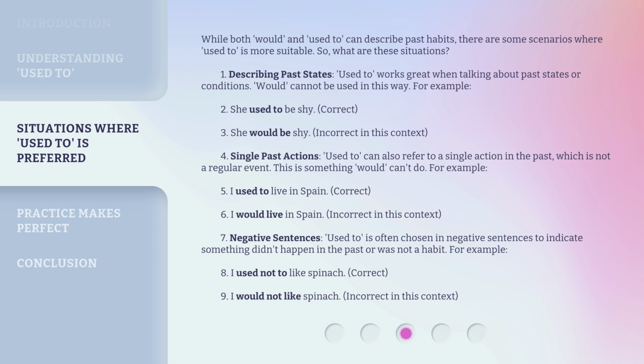7. Negative sentences. Used to is often chosen in negative sentences to indicate something didn't happen in the past or was not a habit. For example, 8. I used not to like spinach. Correct. 9. I would not like spinach. Incorrect in this context.